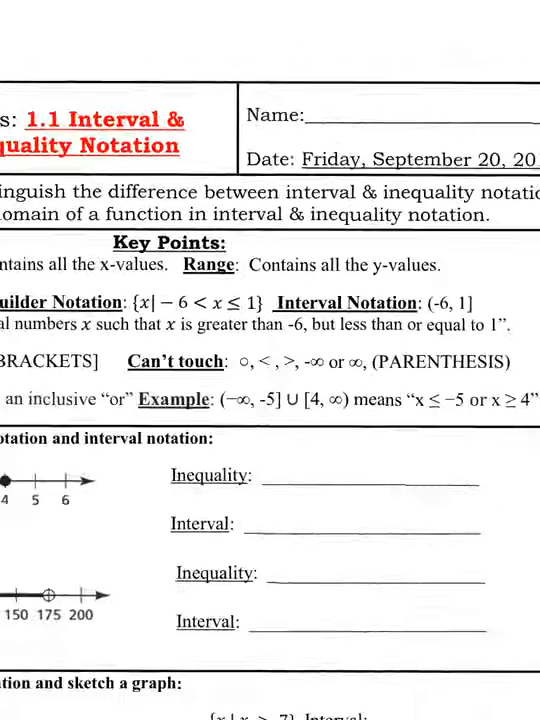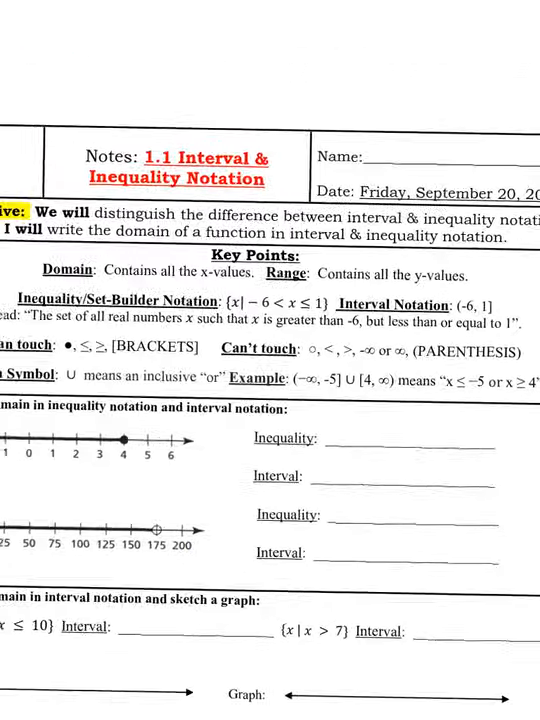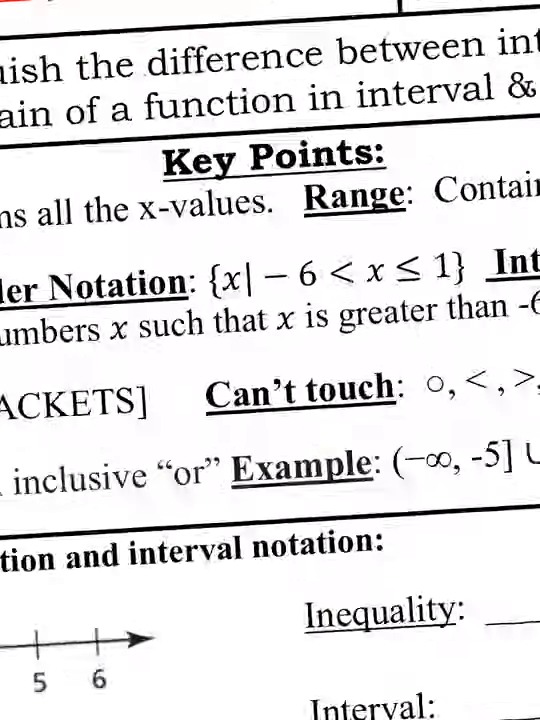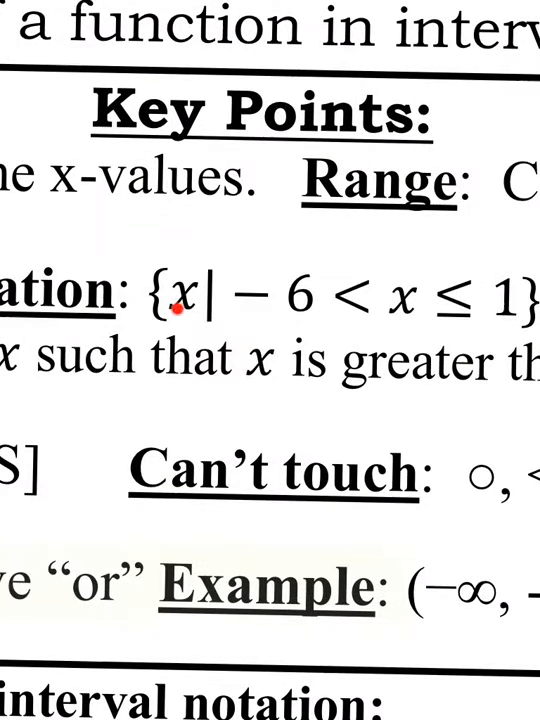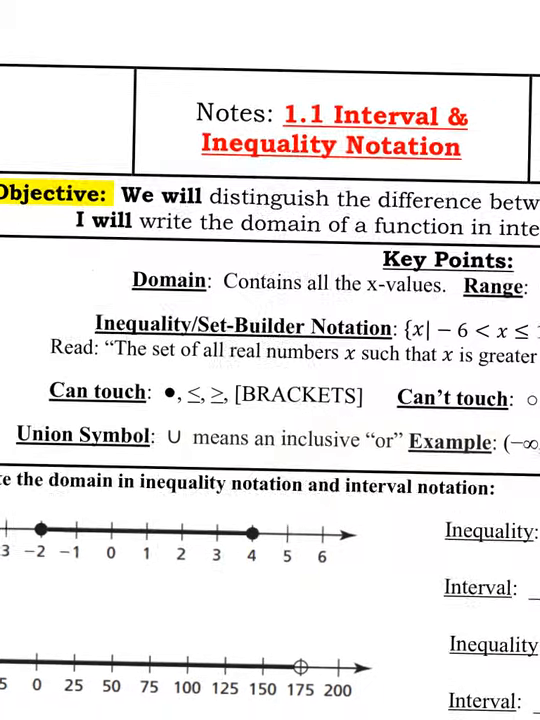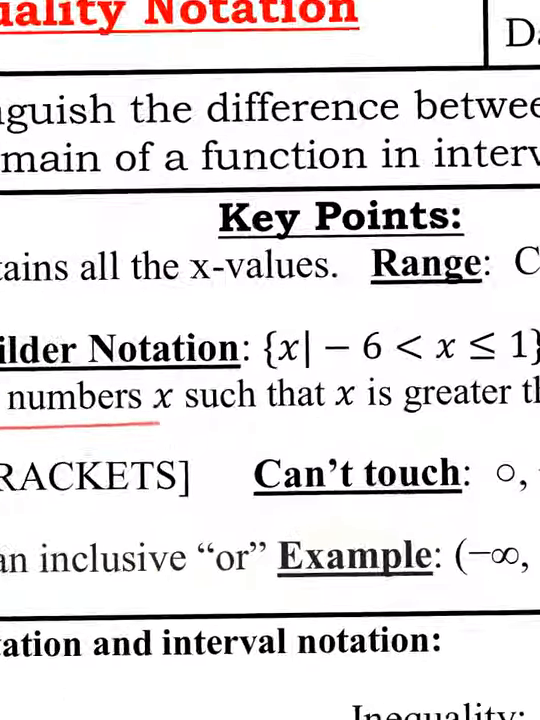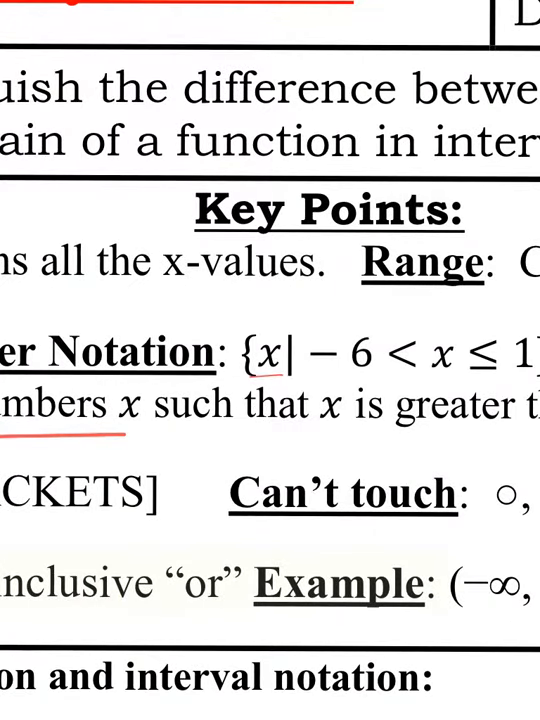All right, so let me explain what this example I have right here means. Here I have -6 is less than x, and x is less than or equal to 1. What that means is the set of all real numbers x, such that x is greater than -6 but less than or equal to 1. So why did I just say that? That's part of the set builder notation. You see this first x? That is saying the set of all real numbers x. That is this part right there.